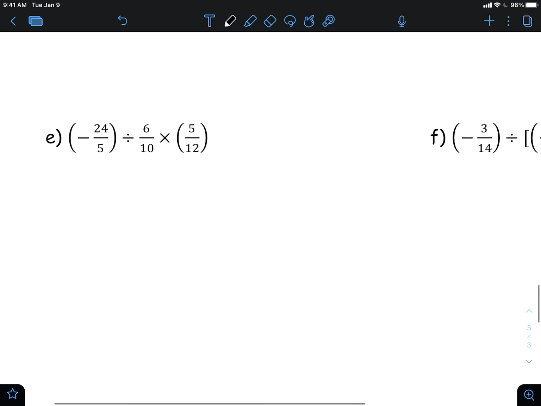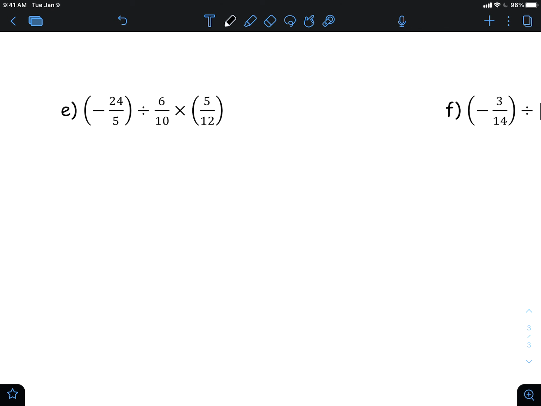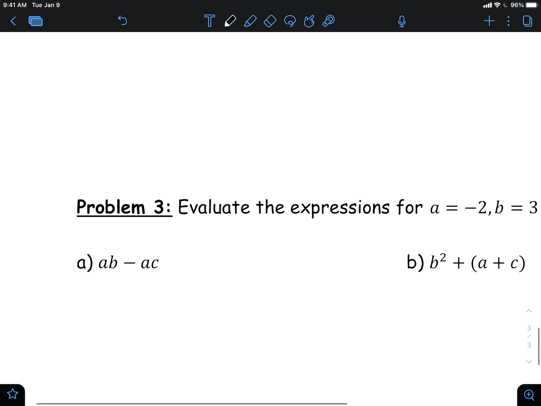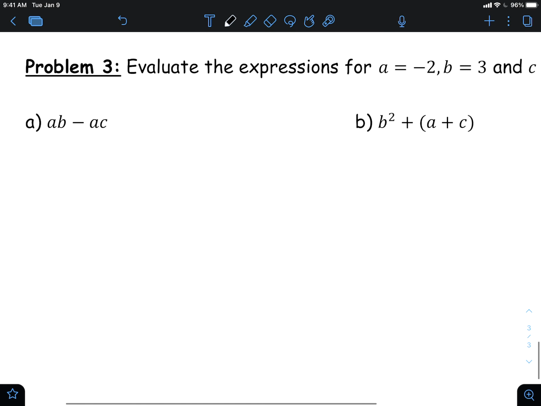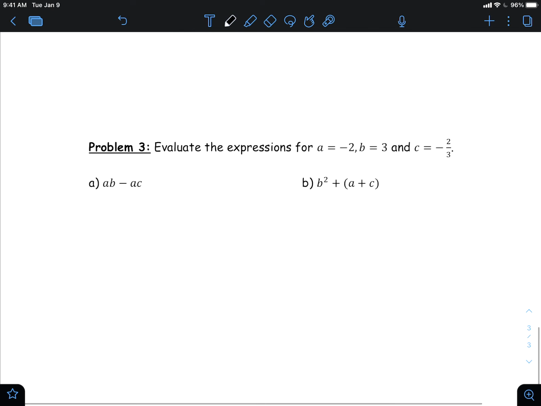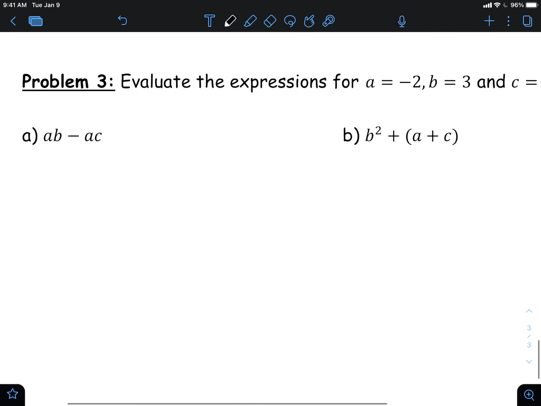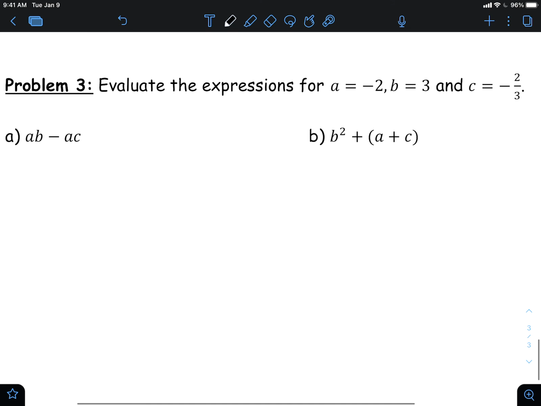So once again, we'll leave the next 2 questions for our practice later, because I want to show you at least one of these. So for problem 3, we're going to be evaluating these expressions for a given value of a, b, and c. They've given it to us just in terms of these variables, a, b, and c. And what we want to do is substitute their actual values as given and carry out the operations. So in this case, we've got a times b minus a times c.